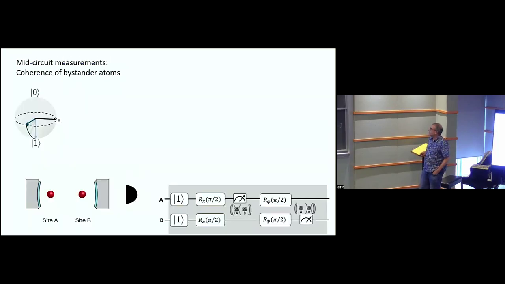So we've realized a simple mid-circuit measurement experiment where we have a register of just 2 atoms, and our job is to run a simple quantum circuit, so just a Ramsey sequence, measure the state of one of the atoms, and then see whether we bother the state of the second atom by looking at its coherence. And, okay, so let me just tell you the upshot.